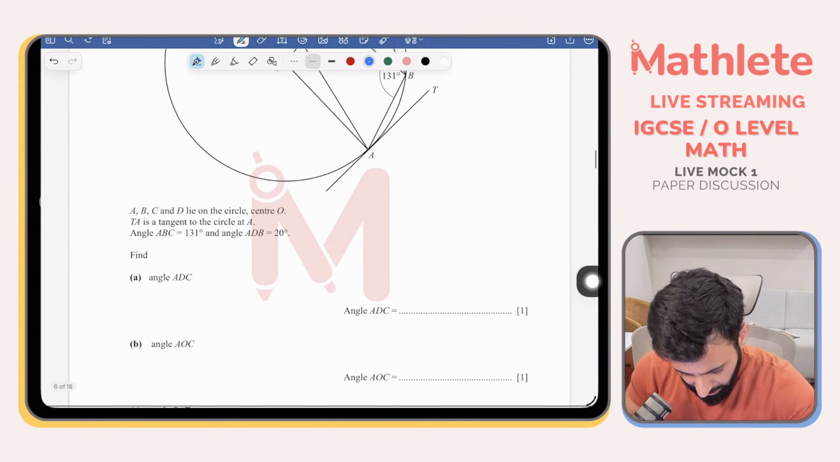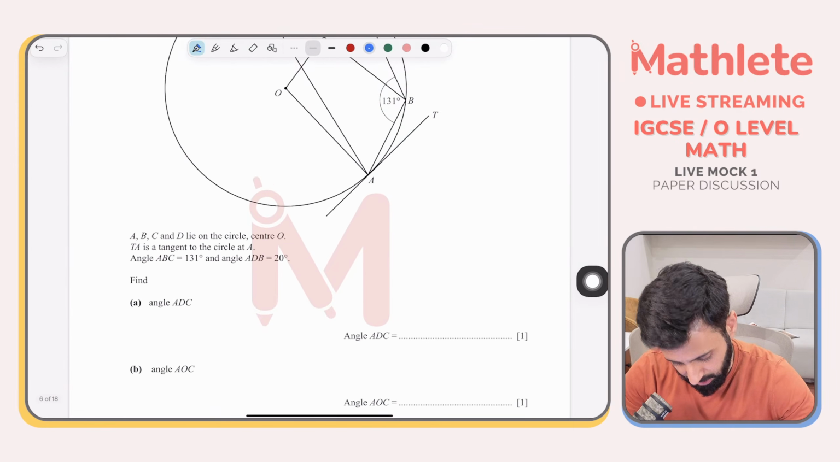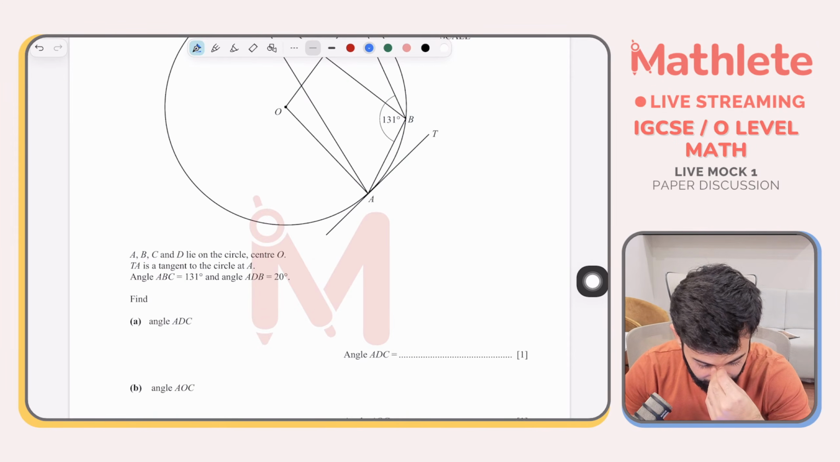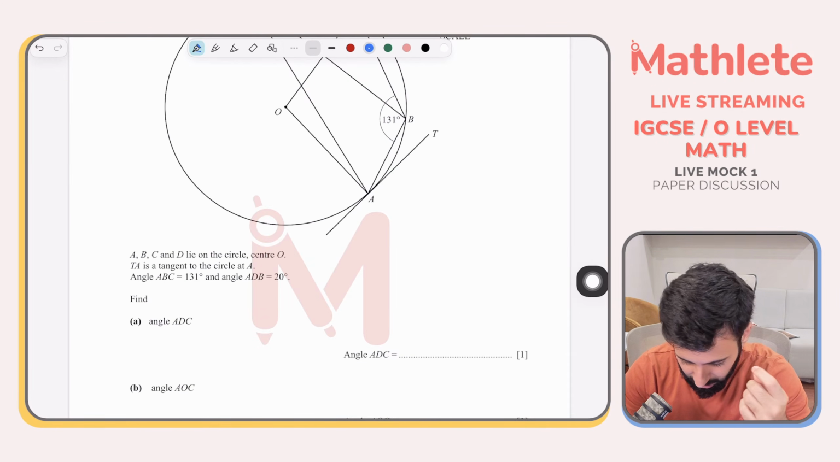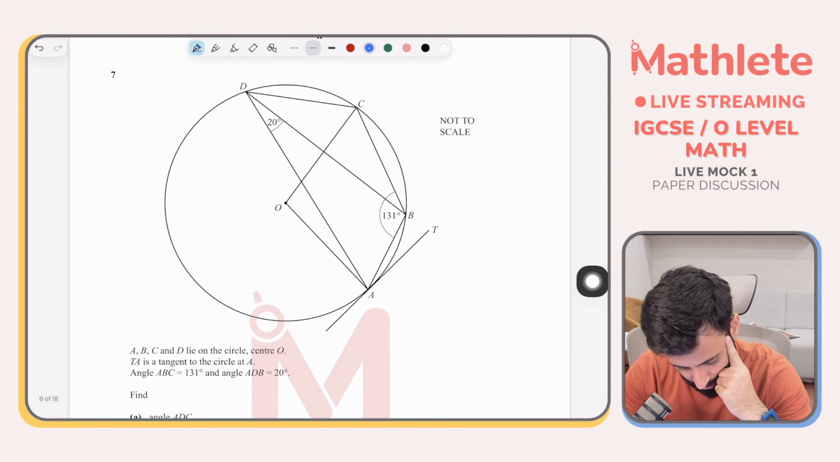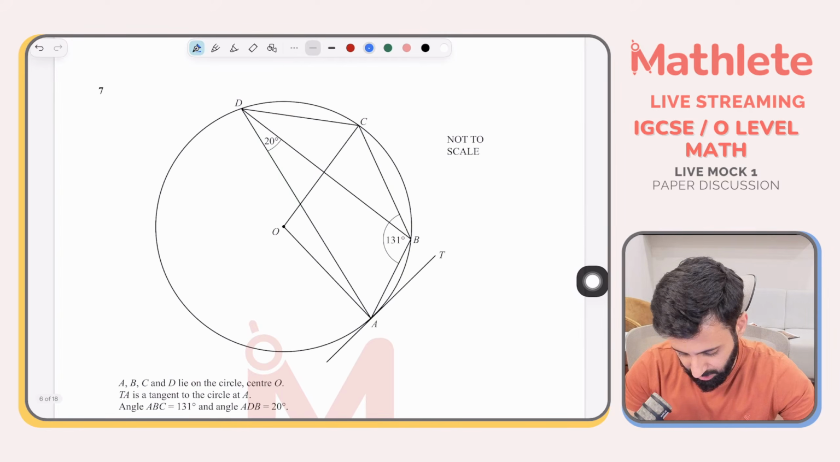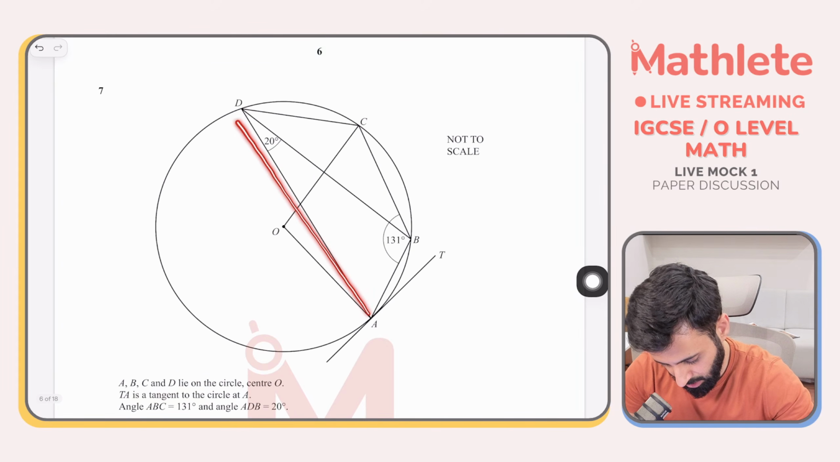A, B, C, and D lie on the circle center O. TA is tangent to the circle at A. Angle ABC is equal to 131 and angle ADB is equal to 20 degrees. Find angle ADC. All right, ADC. First, let's identify which angle is that. That's this angle. Okay, so what are we dealing with?